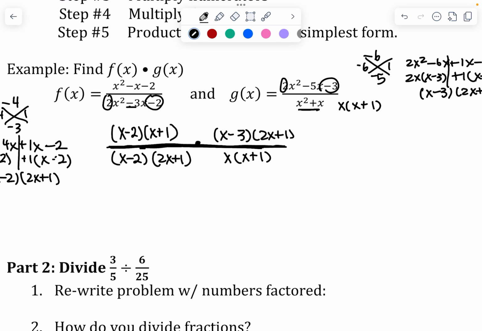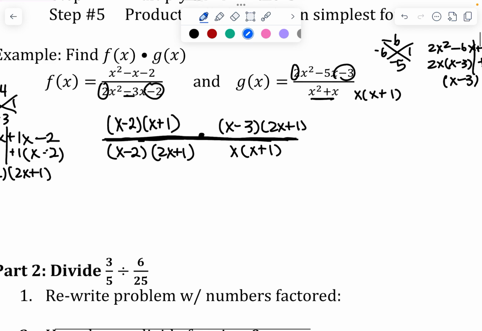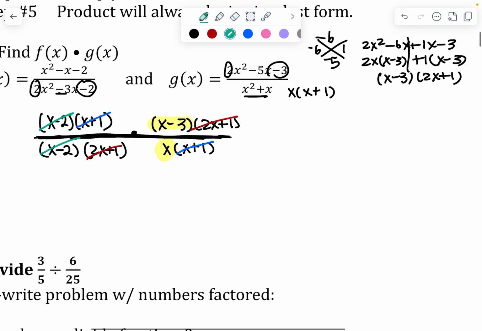Okay, all these factors, any factor on top can cancel with any factor on bottom. It doesn't matter which original function it was part of. And so I see an x plus 1 on top and bottom. I see a 2x plus 1 on top and bottom. And so all I am left with is an x minus 3. Oh, there was an x minus 2 on top and bottom. And then so all we have on top is an x minus 3. And all we have on bottom is the x. Don't lose those GCFs. They get lost. And so x minus 3 is our numerator, and then x is our denominator.